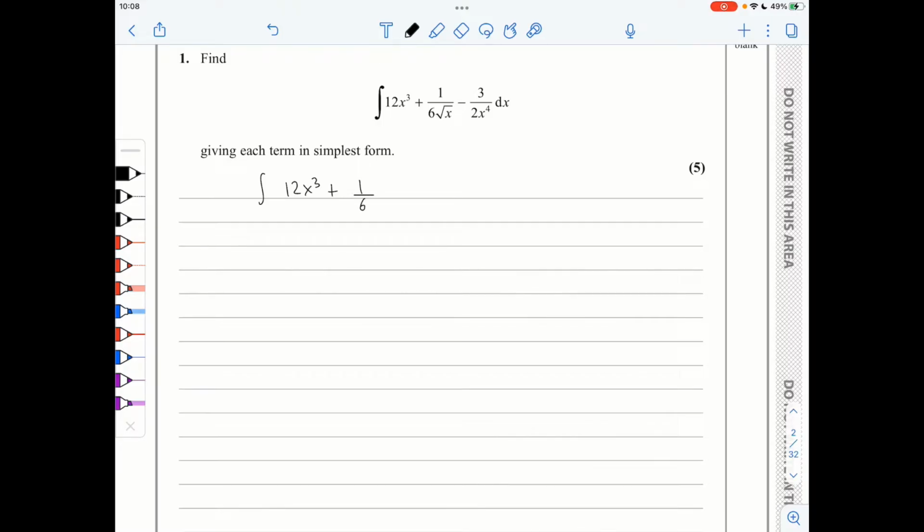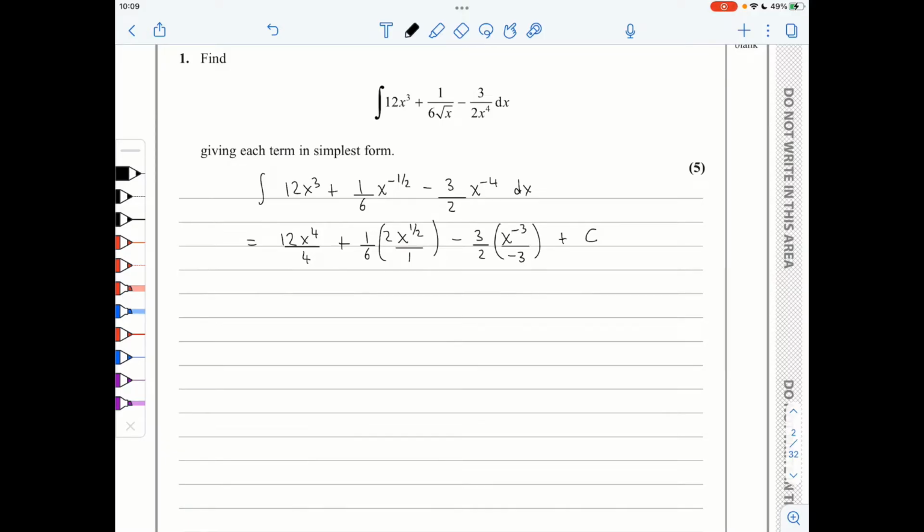So the 1 over root x will be written as x to the minus a half, and then the 3 over 2x to the power of 4 will be 3 over 2 x to the minus 4 dx. We now increase the power by 1, dividing by the new power, and then 1 over 6 is x to the half over a half, minus 3 over 2, x to the minus 3 over minus 3, plus c, the constant of integration.